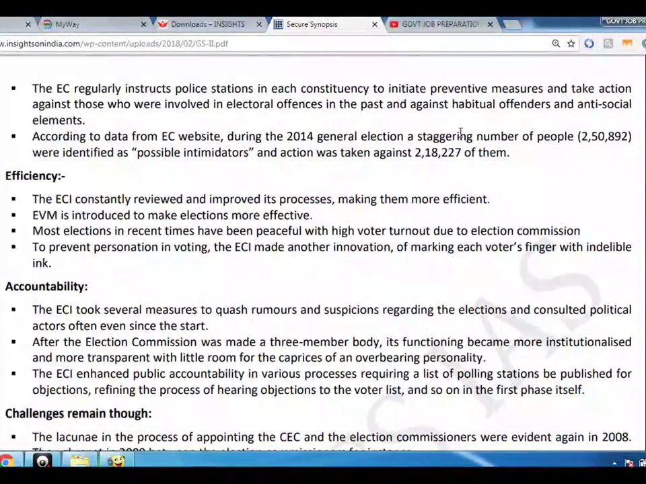Efficiency. The ECI constantly reviewed and improved its processes, making them more efficient. EVM was introduced to make elections more effective. Most elections in recent times have been peaceful with high voter turnout due to the Election Commission's efforts to prevent personation in voting. The ECI made another innovation of marking each voter's finger with indelible ink.